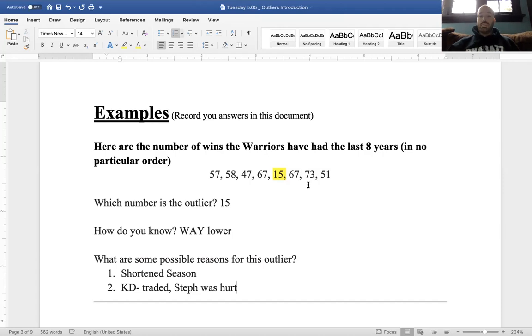As you go through your examples today, you're going to have to read the title of the chart or look at what these numbers are talking about, and you're going to have to critically think about, come up with a reason, why would these numbers be different? If you don't follow the Warriors, you could just make up a reason why they would only have 15 wins. Maybe all their players got sick. Maybe all their players got hurt or something to figure out why they would have 15 wins when the rest of the seasons they had 50 and 60 and 70 wins.